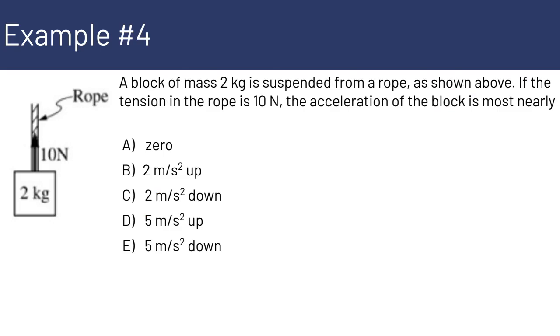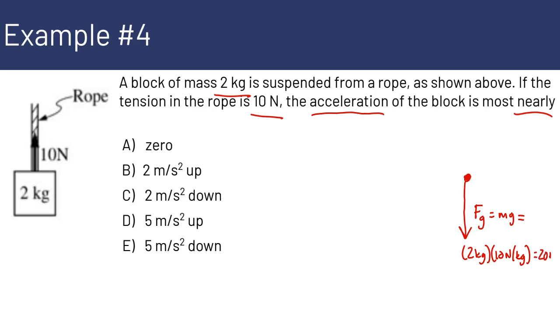All right, example number 4. A block of mass 2 kilograms is suspended from a rope as shown above. The tension in the rope is 10 newtons. The acceleration of the block is most nearly. Okay, so time for a free body diagram. So our first force is always the force of gravity, mg. So we have m is 2 kilograms. G is 10 newtons per kilogram, which is equivalent to meters per second squared. So that is going to give us 20 newtons.